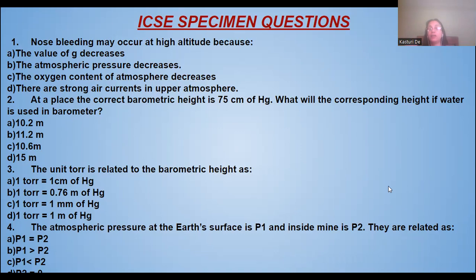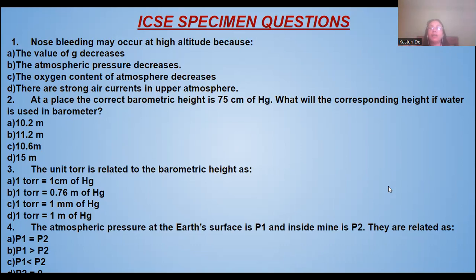The blood pressure inside our body becomes more in comparison to the pressure outside. So the blood will come out, as that pressure is more than the atmospheric pressure outside. The blood comes out through the openings of the nose, and nose bleeding occurs. So the answer will be: the atmospheric pressure decreases.